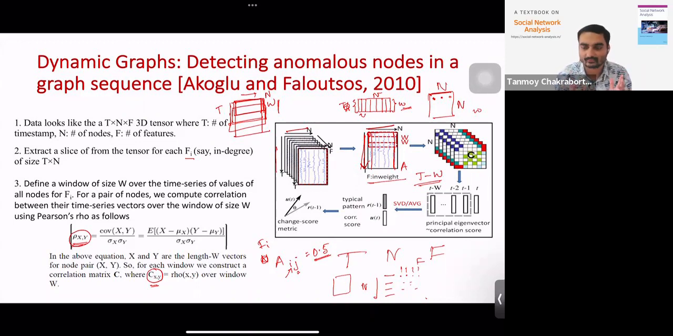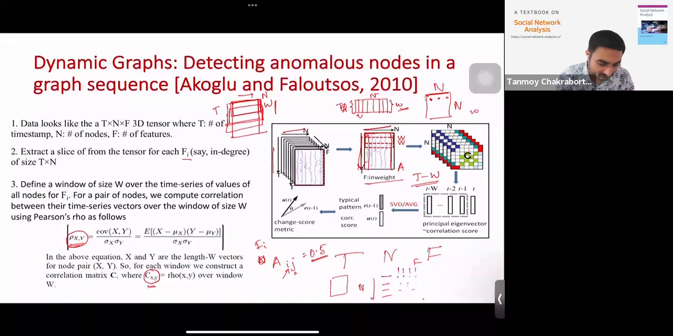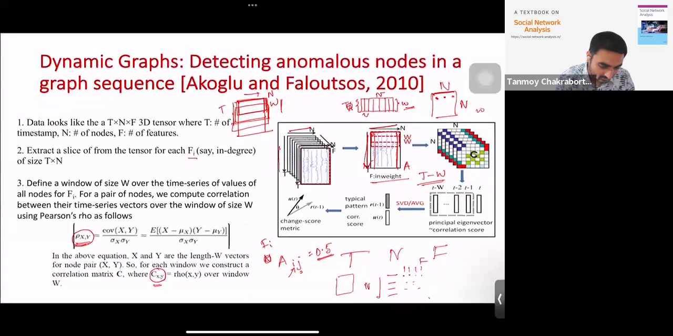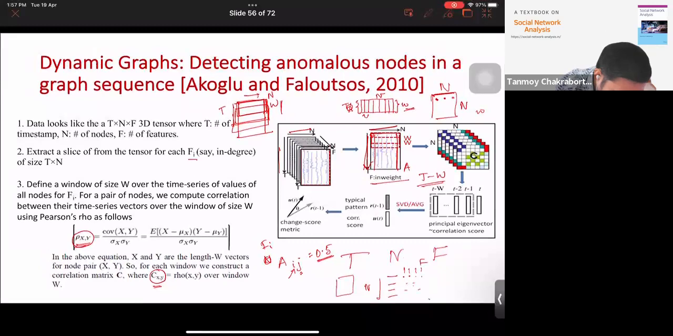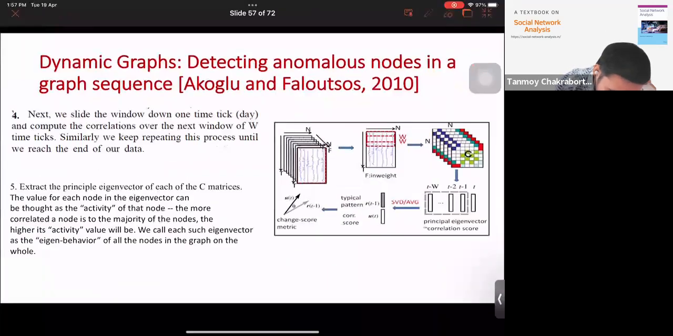So what we do here, we then, you know, slide is not moving. Just a minute. So, right.